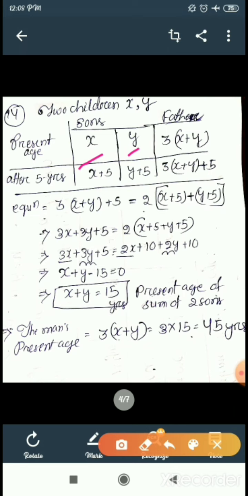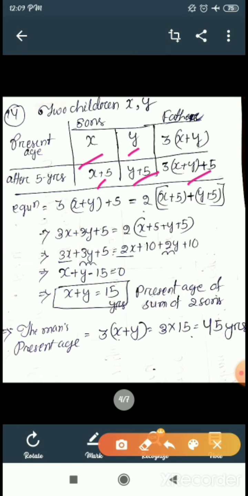Then 5 years hence. Up to this you have to write in your chart. 5 years hence means after 5 years, what will be the present ages? The first son's age will be x plus 5 and the second son's age will be y plus 5, and the father's age also will be added with 5. So 3 times x plus y, plus 5. Now see the next line.